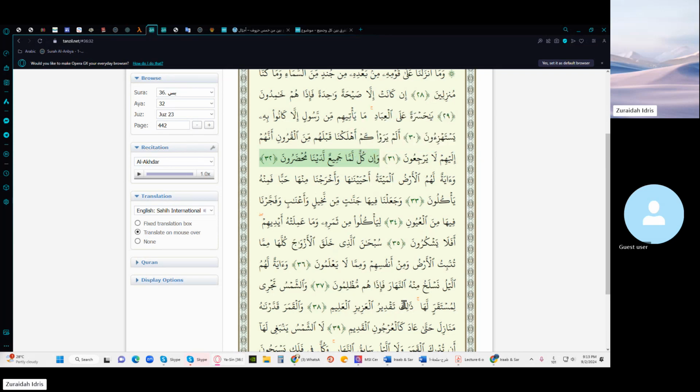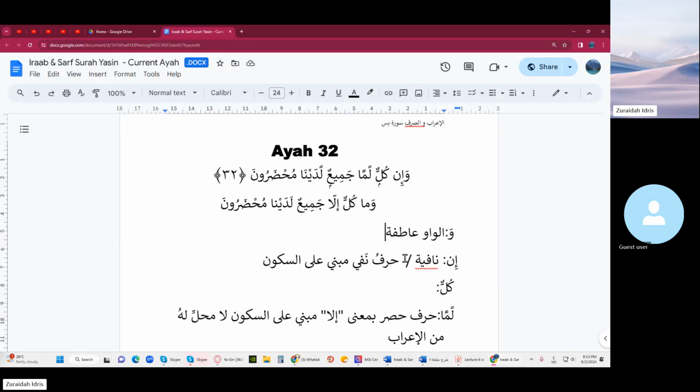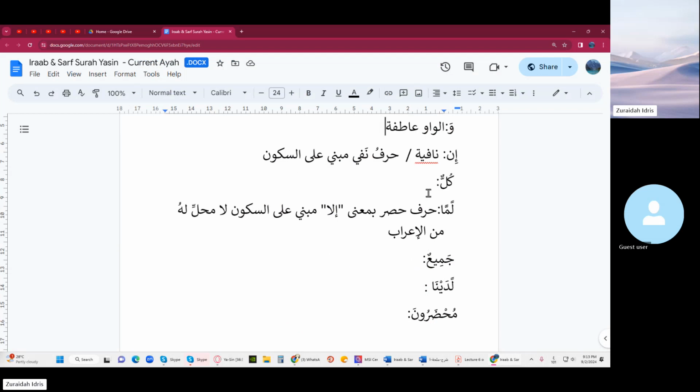But in this case, we have the choice and can do both, though the more popular one is istinafiyah. Kullun, what is kullun? Kullun is an ism. It is mubtada.